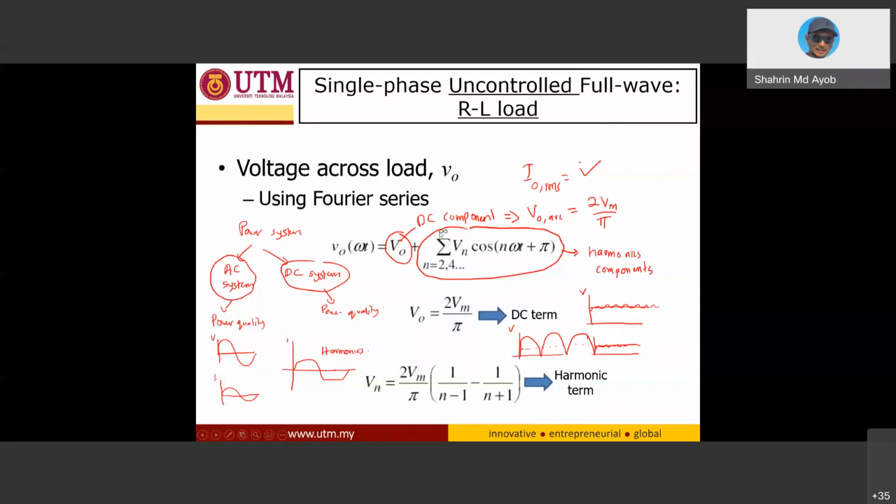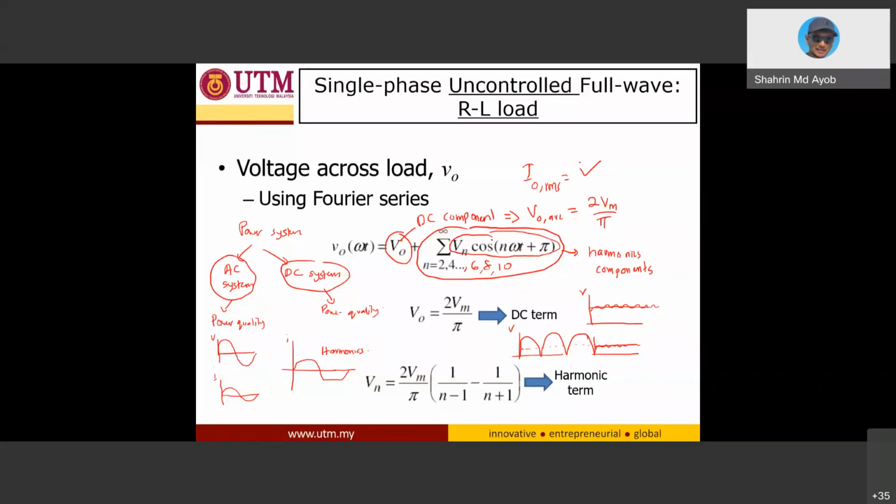As you can see, these harmonics are even numbers, starting from 2, 4, 6, 8, and 10. And this is your Vn. Vn means this is a variable depending on the number of the harmonics. And this term, Vn cos n omega t, looks like a sinusoidal waveform.